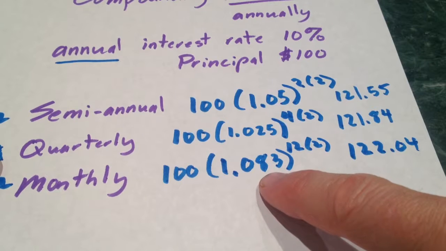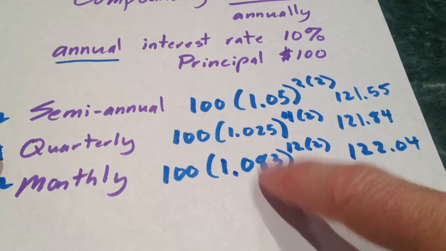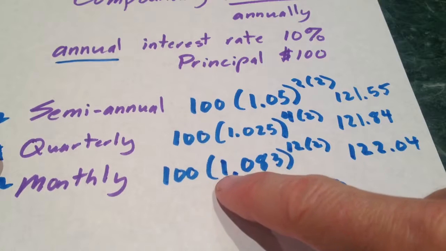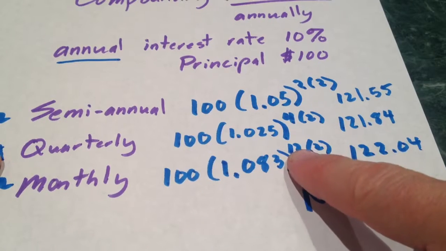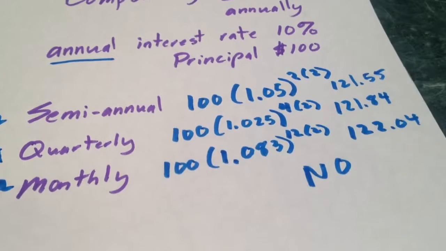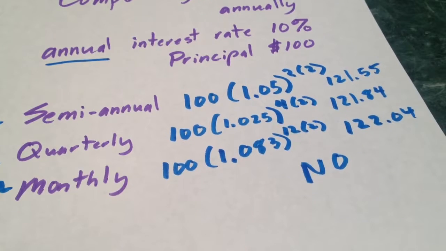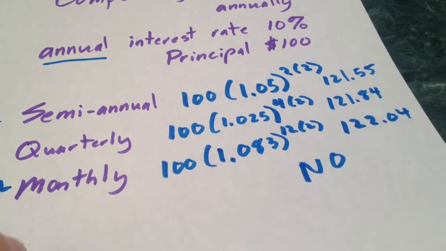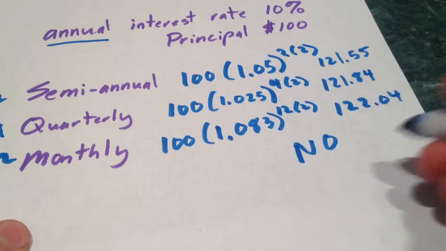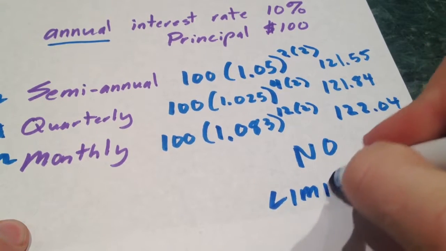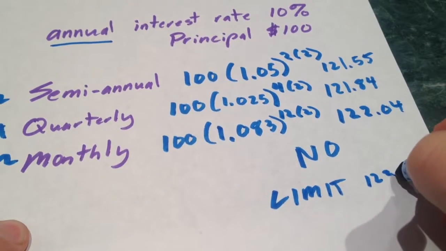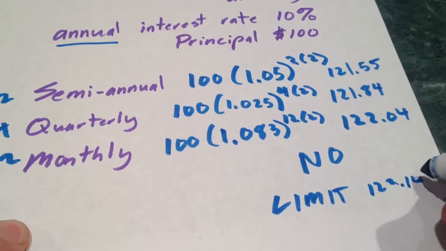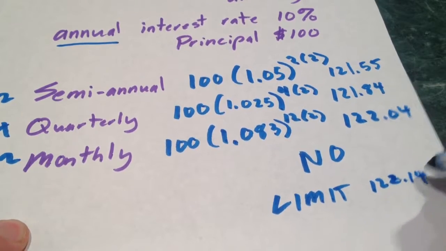Do it daily. Daily is very close to the limit. So if I took 10%, divided it by 365, added it onto 1, did this 365 times for 2 years, you'll get something that's about 122.14, very close. So our limit is right around 122.14.